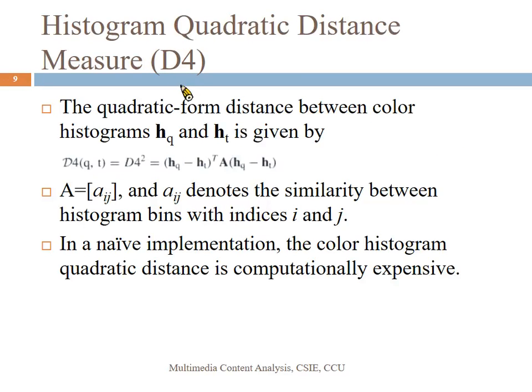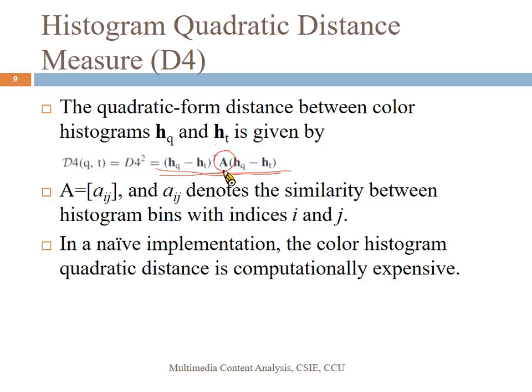So the definition, D4, is the so-called histogram quadratic distance measure. And the mathematical definition is like this. The only difference between the quadratic distance and the Minkowski form distance is the matrix A here. If we remove the matrix A, it's HQ minus HT transpose multiplied by HQ minus HT, so it's equal to the squared Euclidean distance.